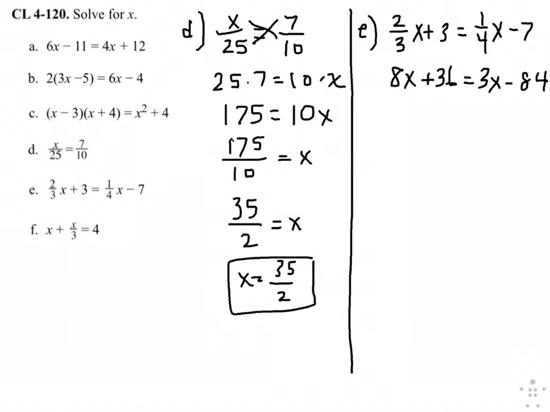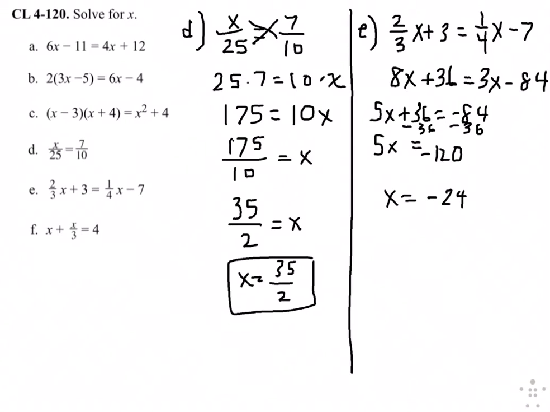So now we can subtract 3x from both sides. So we have 5x plus 36 equals negative 84. We can now subtract 36 from both sides, right? Minus 36. So we get negative 120. And that was minus 36 on both sides. And then we can divide by 5, right? So x equals, 5 goes into negative 120 negative 24 times. So x equals negative 24 for E.